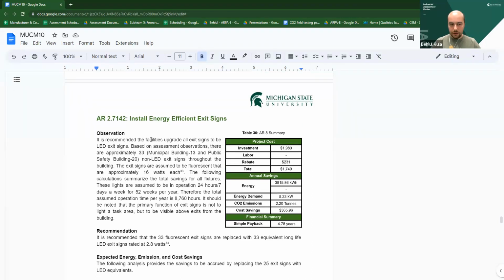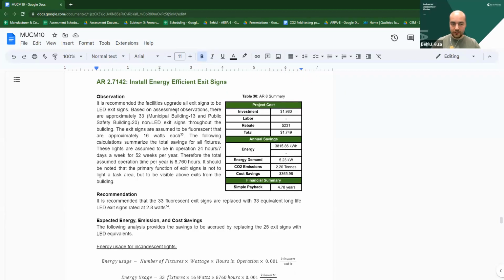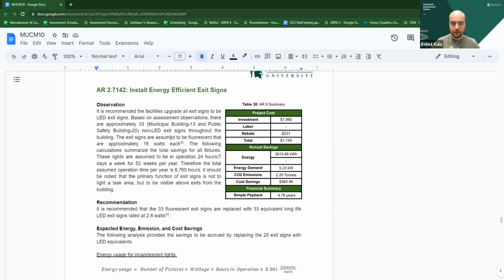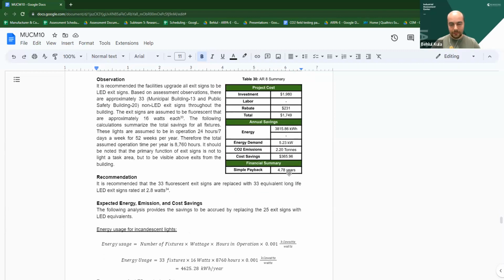So the next recommendation is about exit signs. It is very similar to replacing LED lights actually. We counted your exit signs. There were 33 exit signs including both buildings. We are recommending you replace them with LED ones. The payback period is nearly 5 years for that one, but you can save around $400 each year.